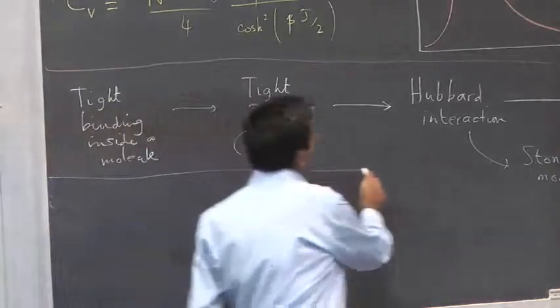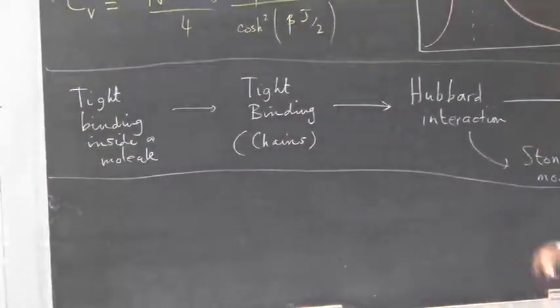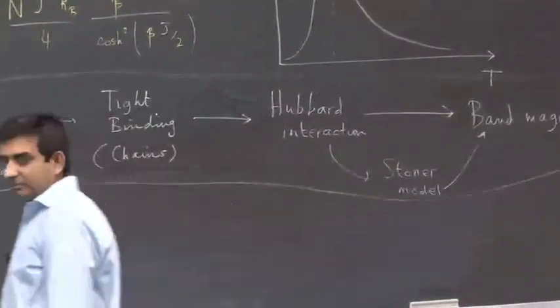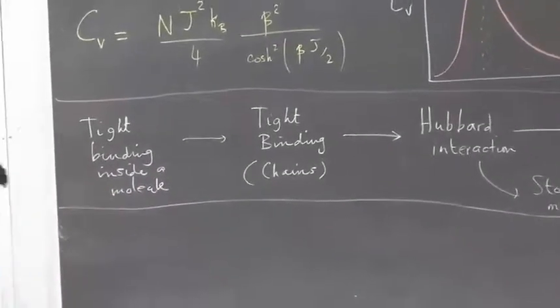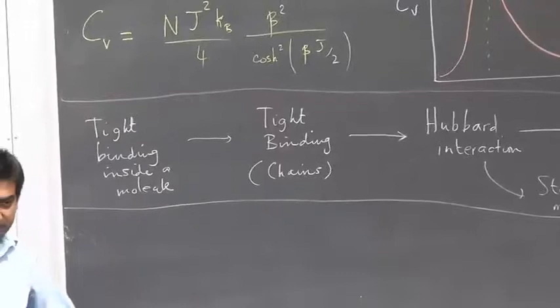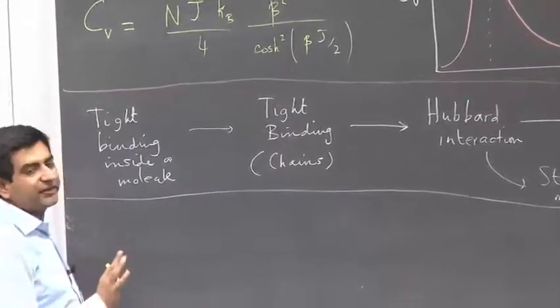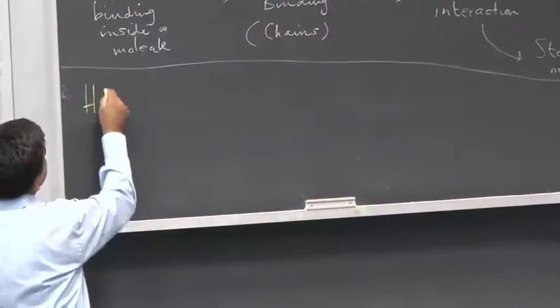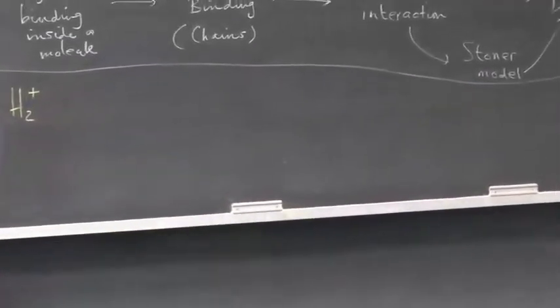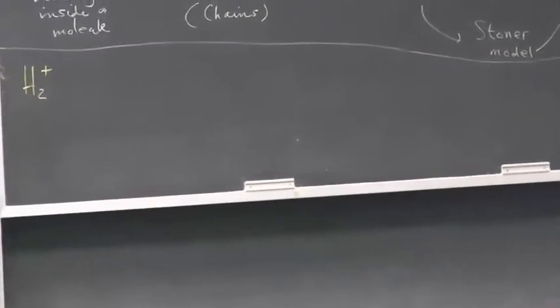So this is the scheme of affairs that I would like to follow in this lecture and the next lecture. Today I would like to talk about tight binding inside a molecule, and I will go through it fast because we've already seen this in some variant. For example, suppose I have a hydrogen molecule, 2 nuclei, 1 electron.